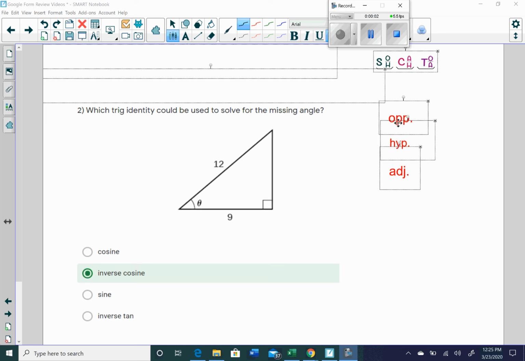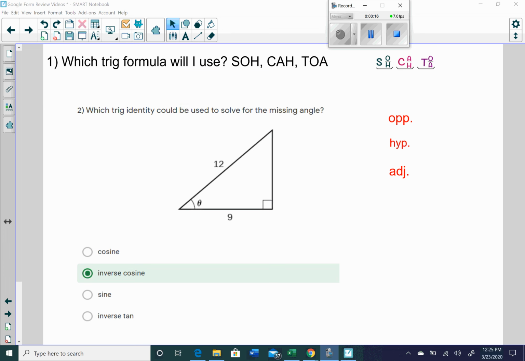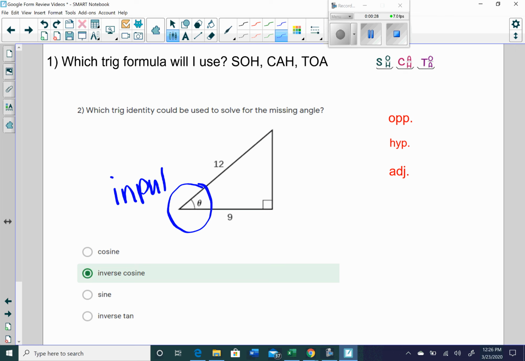This video will explain the answer to the following question. Which trig identity could be used to solve for the missing angle? The first question you want to ask yourself is, which trig formula will I use? SOH, CAH, or TOA? So first identify where your input angle is. They use theta to notate input angle.